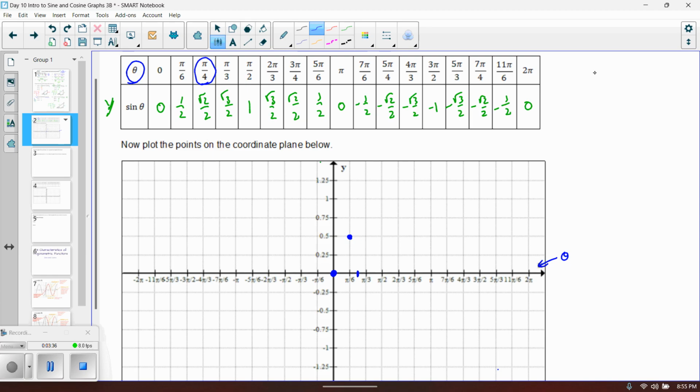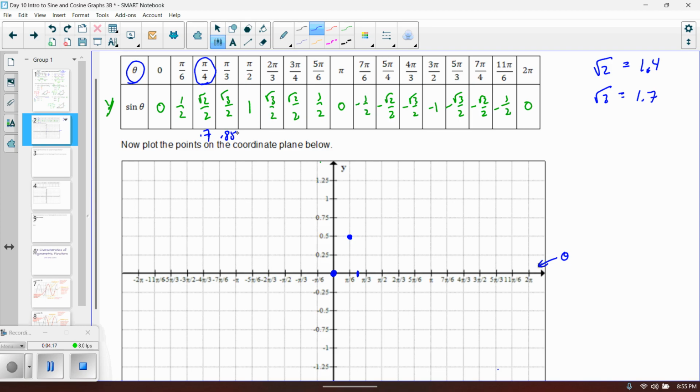So a couple things that you need to know. The square root of 2 as an approximate decimal is about 1.4. So if we divide 1.4 by 2 to get the square root of 2 over 2, that's going to give us about 0.7. That's our approximation for the square root of 2 over 2. The square root of 3 is approximately 1.7. So if we divide the square root of 3 by 2, or 1.7 by 2, we're going to get approximately 0.85.